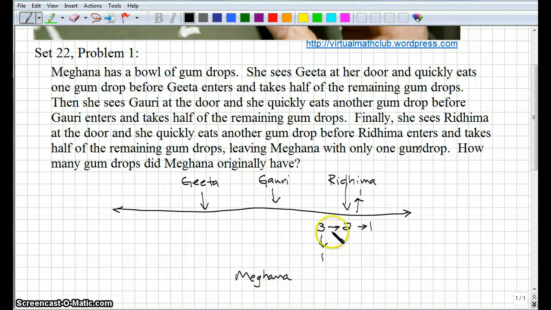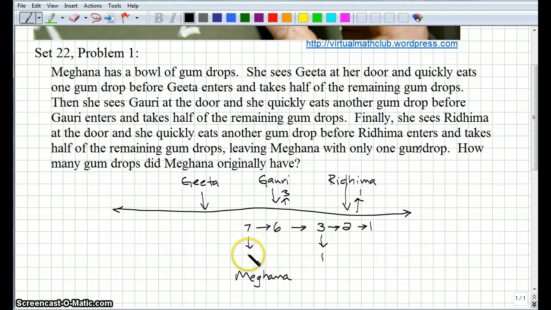I'm just going to write Meghna down here. Alright, so this one gumdrop went to Meghna. She had two left over. She gave one to Redima, and then she had one left. Okay, so we're just working backwards here. Okay, so if she had given half of her gumdrops to Gari when she entered, she must have had six, right? So she must have given three to Gari, alright? And right before Gari entered, she ate one. So she must have had seven right before Gari entered, alright?